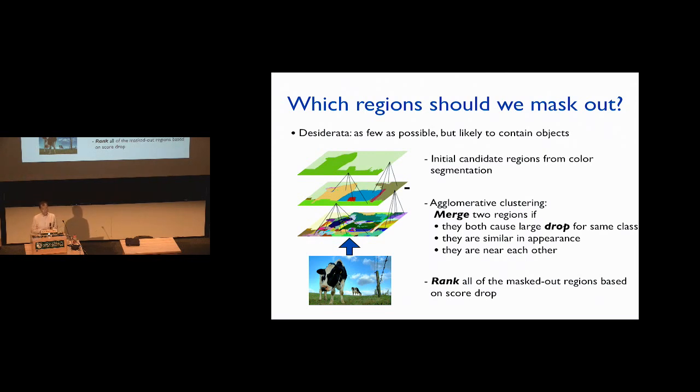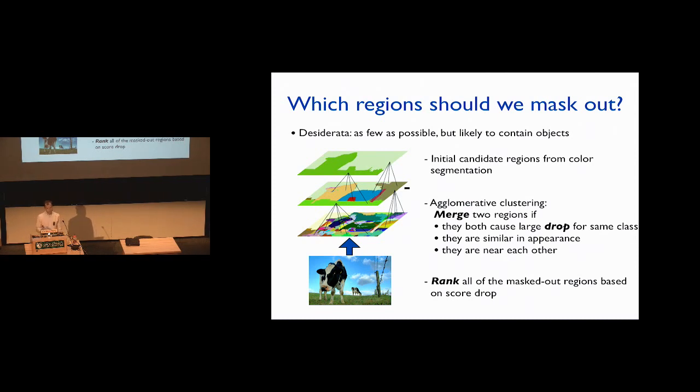So at each iteration, we take all of the current segments, we consider all possible pairs of segments, and then we merge two segments if they fulfill the following three conditions. First, the two segments to be merged need to produce a large drop in classification score by the whole image classifier for the same class. So if that happens, then it means that these two regions are likely to be parts of the same object, and therefore they should be merged. We enforce these two conditions because, well, empirically we see that most objects are visually and spatially coherent.